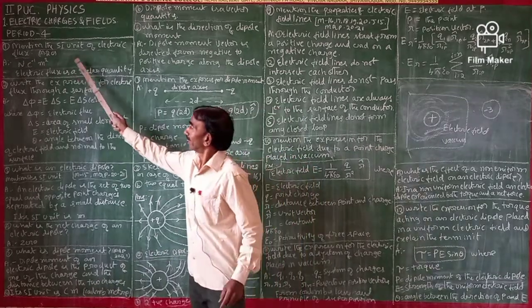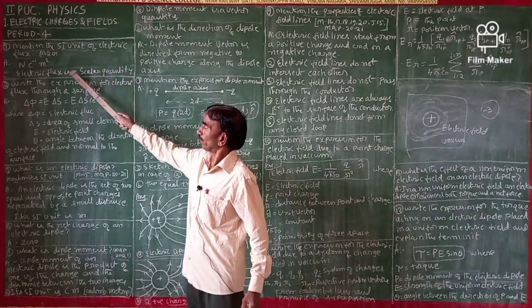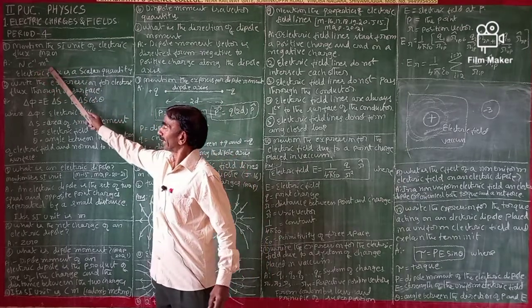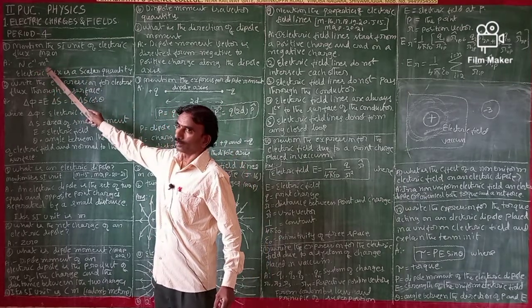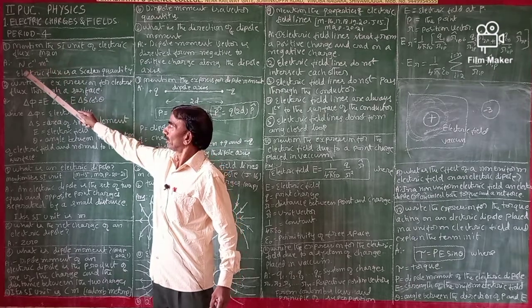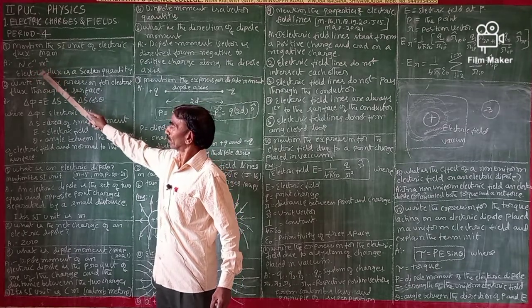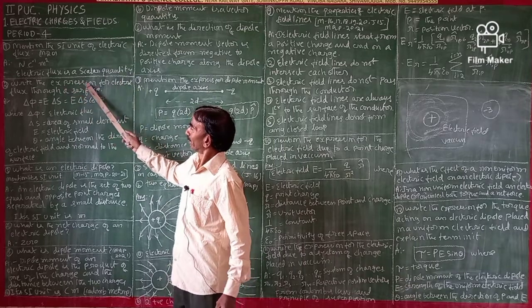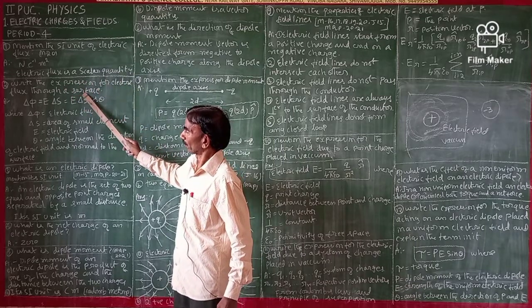Mention the SI unit of electric flux, 2020. It comes here: Newton meter square per Coulomb. Electric flux is a scalar quantity. Write the expression for the electric flux through a surface.